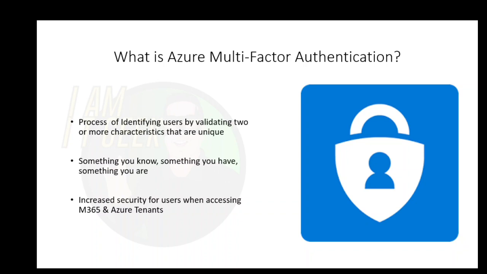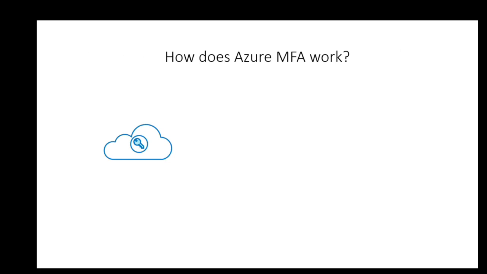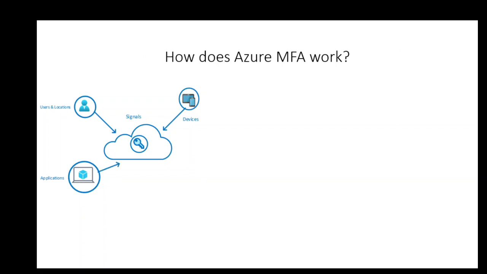So we now know what multi-factor authentication is. We now want to take a look at how it works. I'm just going to do this in diagram form. We have different types of access requests or signals coming in. They can be users and locations, devices such as tablets, Windows devices, or any sort of mobile device. We have applications looking to verify access. And we also have real-time requests coming in.